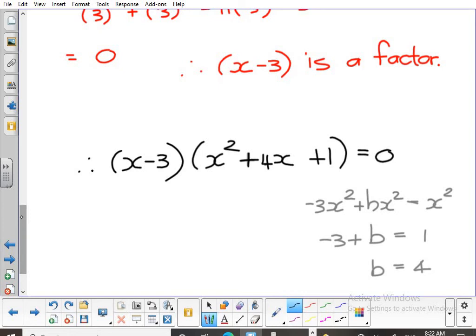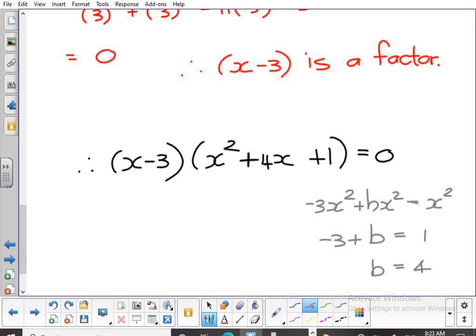And already I see problems here, because factors of 1 and of 1 to add to get 4 is impossible. So this thing would not be able to factorize. So if they asked me to factorize it, you would have stopped here. But now the question said, solve for x. Now the only x we know at this stage is that one. That's 3. But what do we do here? Now you use the formula.